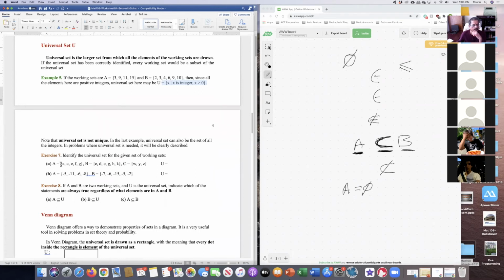I'm asking two questions here in exercise 7. If my working sets are these, what would you identify your universal set as? Set of all?